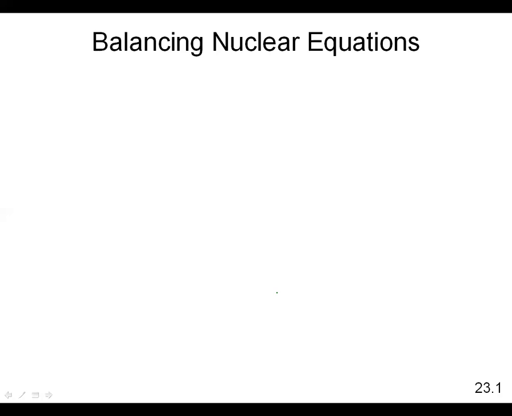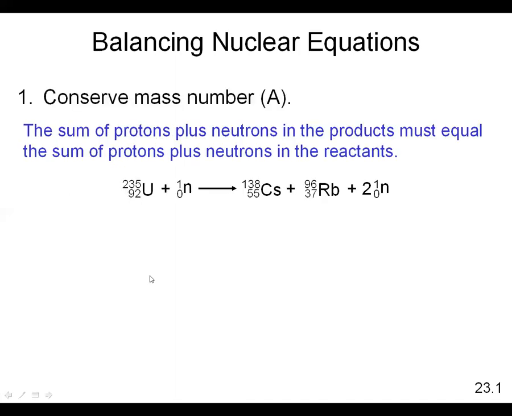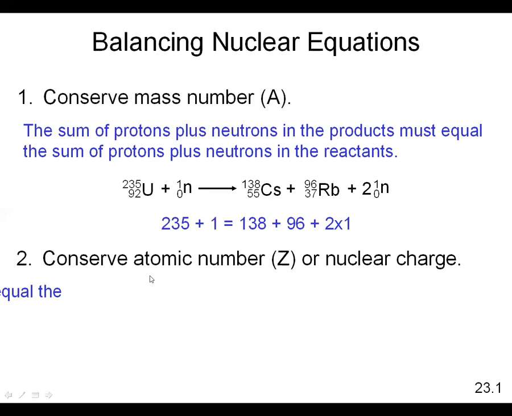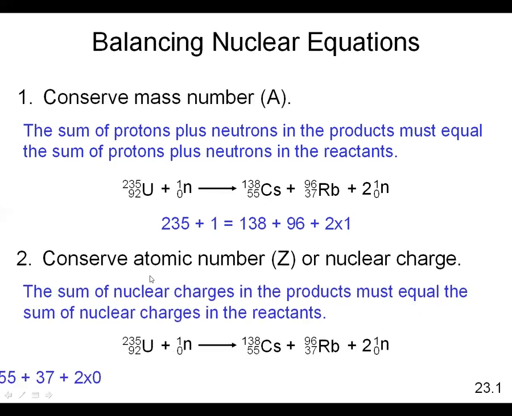We actually make new elements, right? And that means that you cannot balance a nuclear equation like you traditionally would balance a chemical equation, with coefficients. So what we do when we balance a nuclear equation is there are really 2 things that need to happen for it to be a balanced nuclear equation. And they revolve around the mass number and the atomic number.